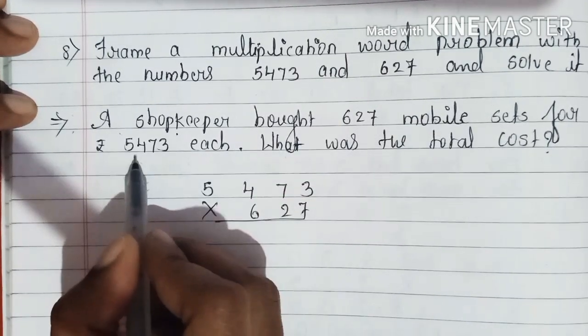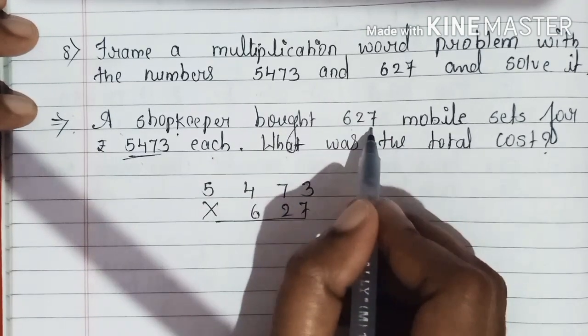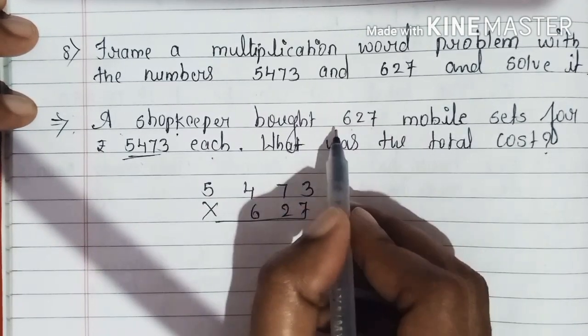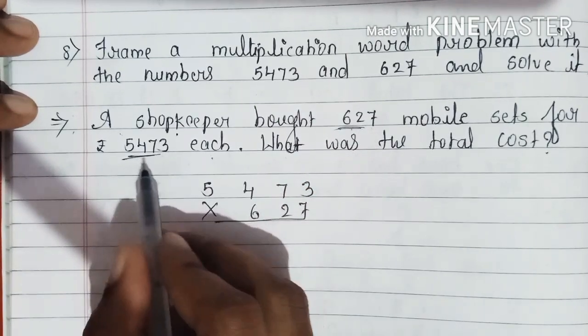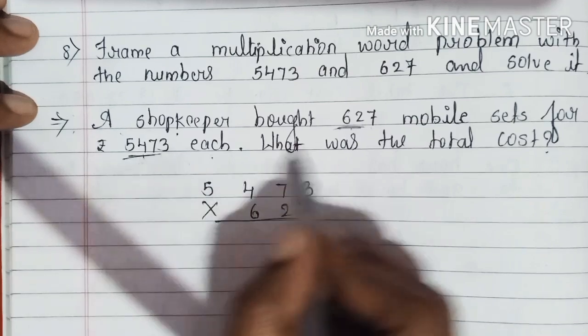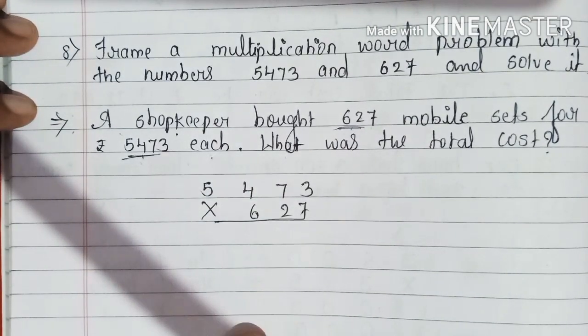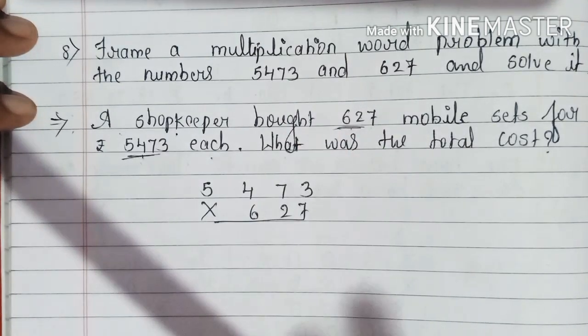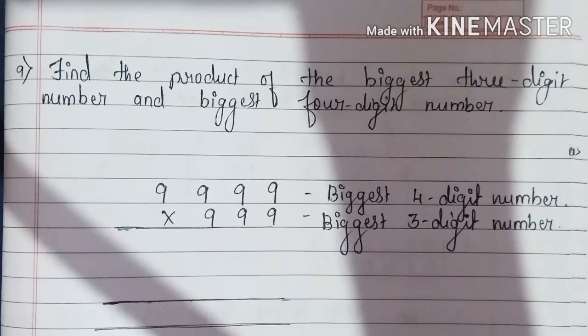So here this is the cost of one mobile phone. Total 627 mobile sets are there. So we have to find out the total cost for 627 mobiles. So we will multiply the cost of one mobile with the number of mobiles. This question you will do yourself. You can make your own questions for this word problem. So let us do question number 9.